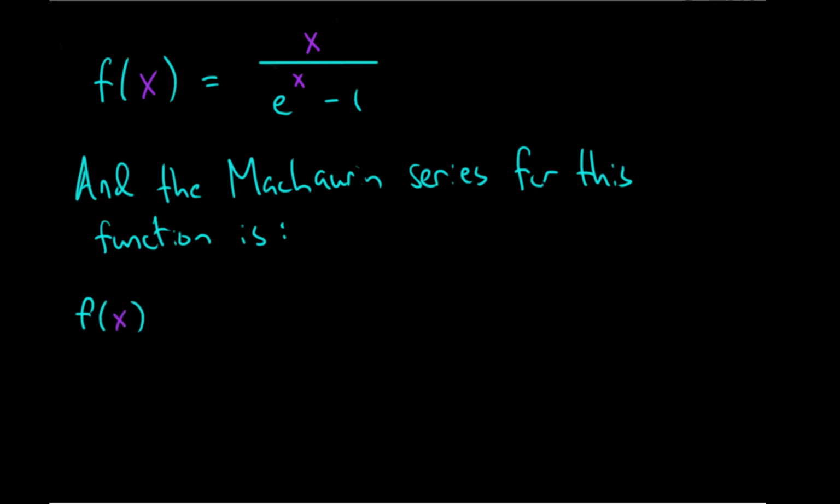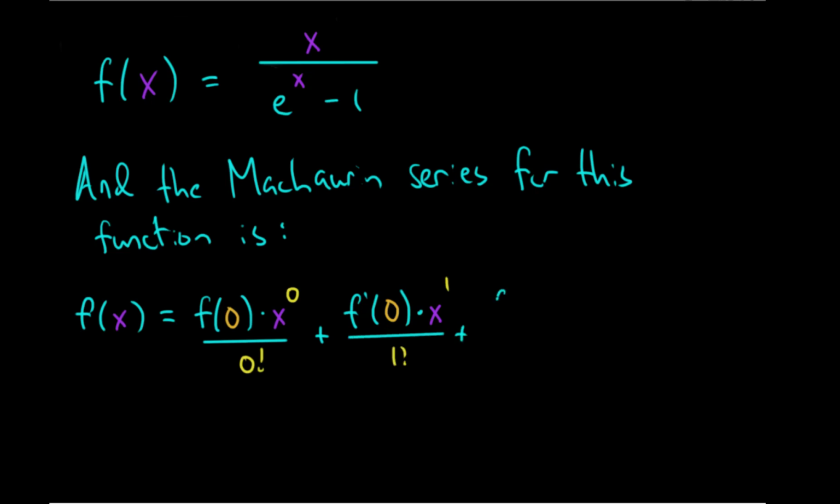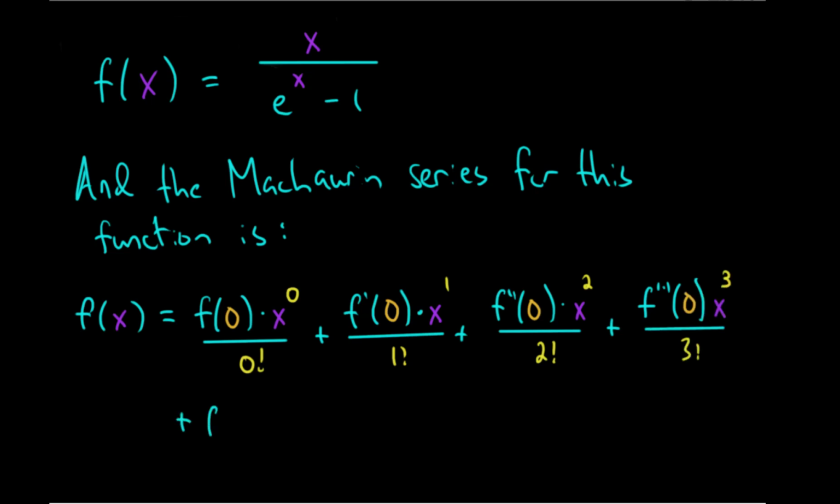Well, remember that the general form of a Maclaurin series is f of x is equal to f of 0 times x to the 0 over 0 factorial plus f prime of 0 times x to the first over 1 factorial plus f double prime of 0 times x squared over 2 factorial plus f triple prime of 0 times x cubed over 3 factorial plus f quadruple prime of 0 times x to the fourth over 4 factorial plus f5 of 0 times x to the fifth over 5 factorial plus dot dot dot.